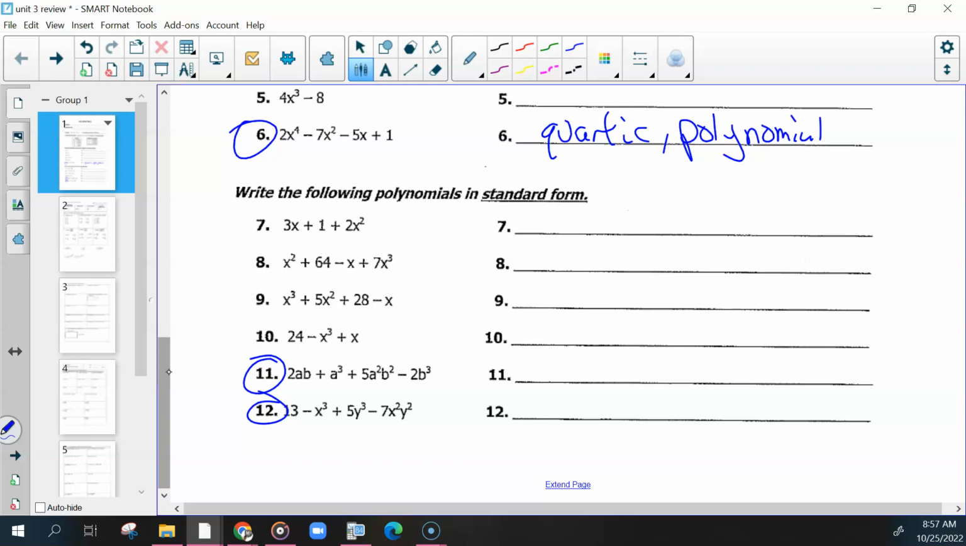Right? For 11, we have to put this in standard form. So highest exponent goes first, but in ABC order. So what would go first? A cubed. And then, here we have other A's, so we've got to focus on those A's first.